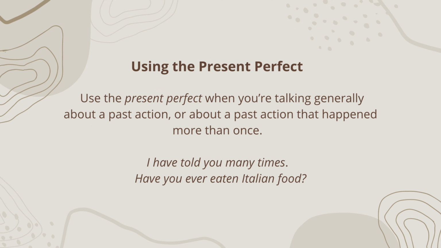I have told you many times. Present perfect, I have told. And we're going to use the present perfect because this action happened many times. It happened more than once. I have told you many times. So we need to use the present perfect. Or in the example sentence, have you ever eaten Italian food? We need to use the present perfect, have you eaten, because we're speaking generally about somebody's whole life. Have you ever in your whole life eaten Italian food?